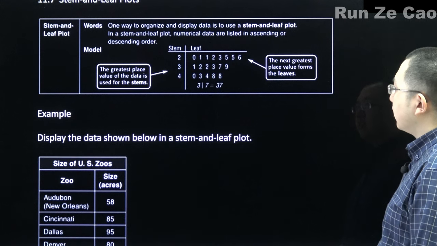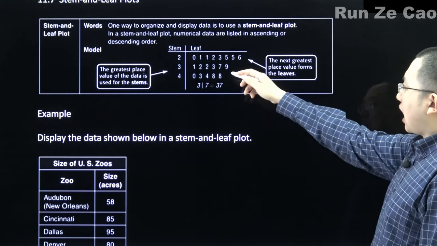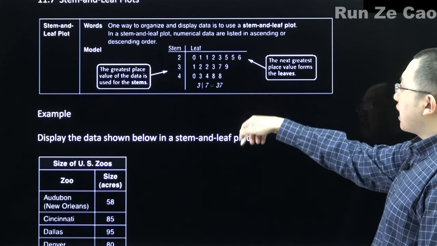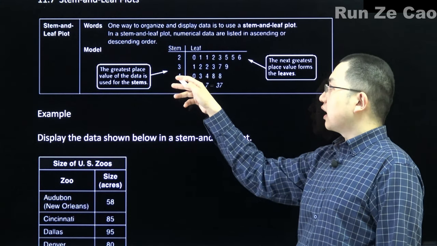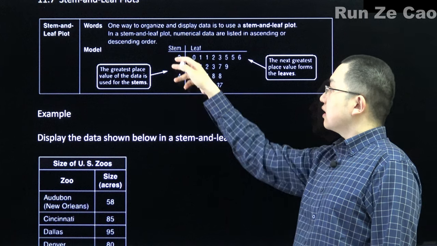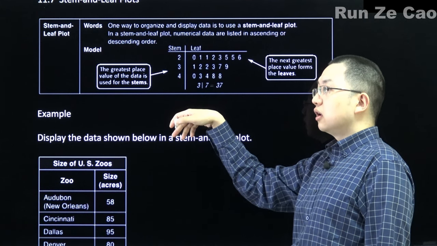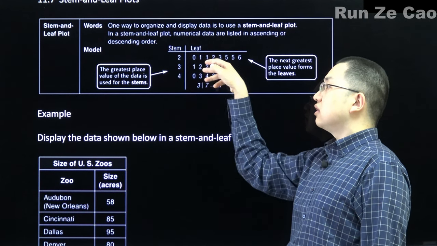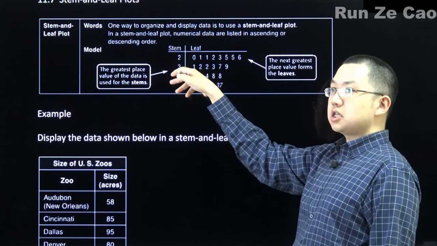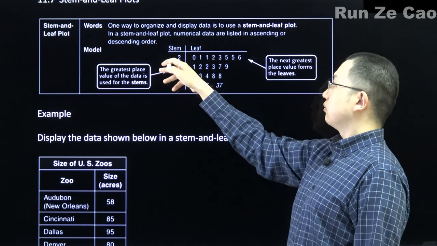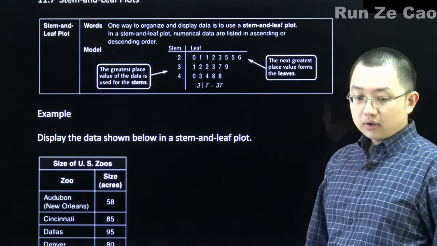So you could have 107 and 111. If your other data points are going to be like 200 something, 300 something, then yeah, it's going to be 1, 2, 3. But if it's 110, 111, 112, 108, then you might have 10 and 11 as your stems.